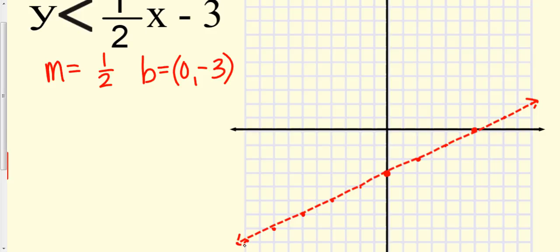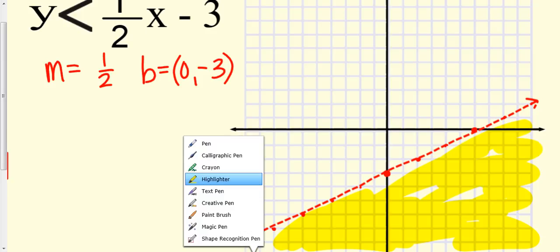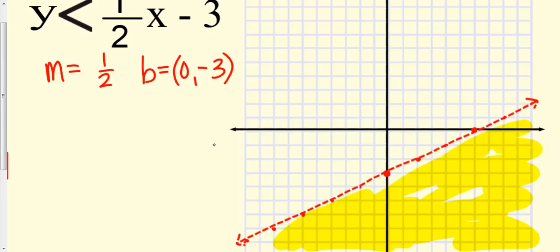Now the next thing that we're going to do after that is shade. This is less than, so this is all values less than this line. For all values less than this line, I'm going to highlight, it's all below. So again, all my y values that are decreasing. That's how we're going to read this: all values less than.